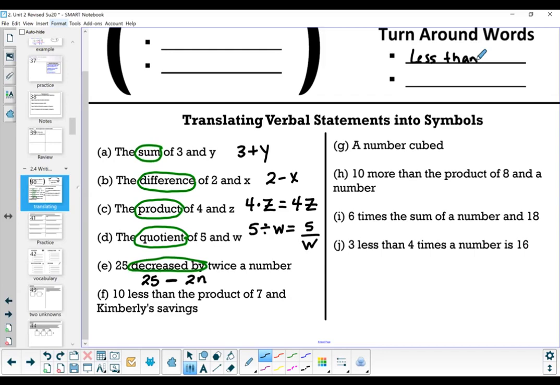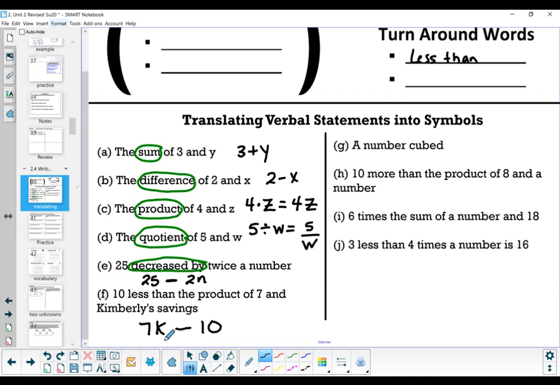Okay. 10 less than the product of 7 and Kimberly's savings. So if I say 10 less than, I'm actually saying minus 10 from something. It's going second. That's why we call it turnaround. It's minus 10 from a product of 7 and Kimberly's savings. So the product will be 7 times K, and then less, minus 10.